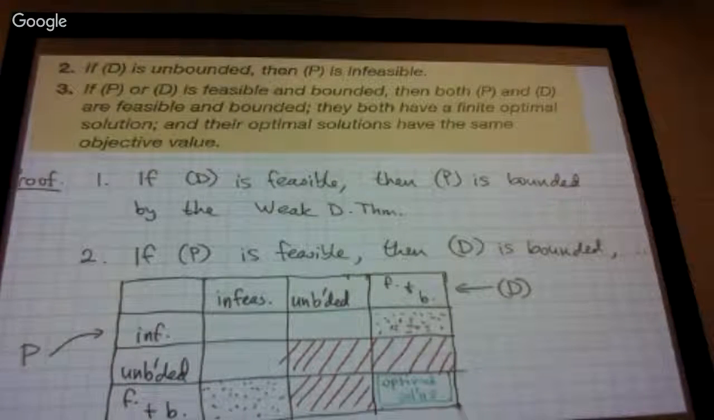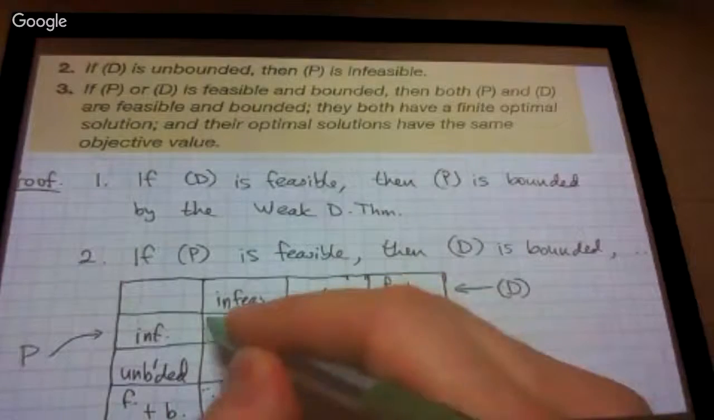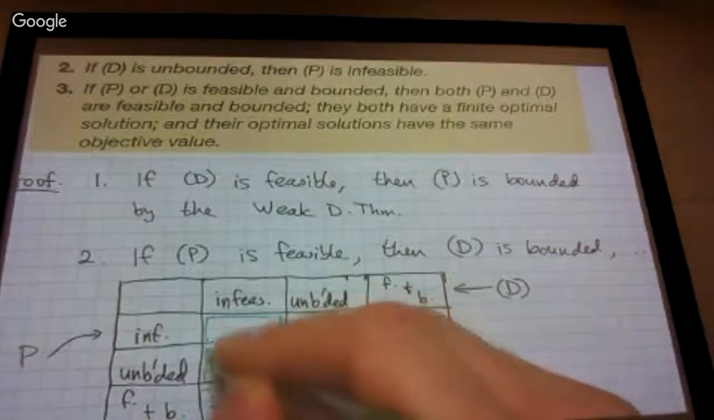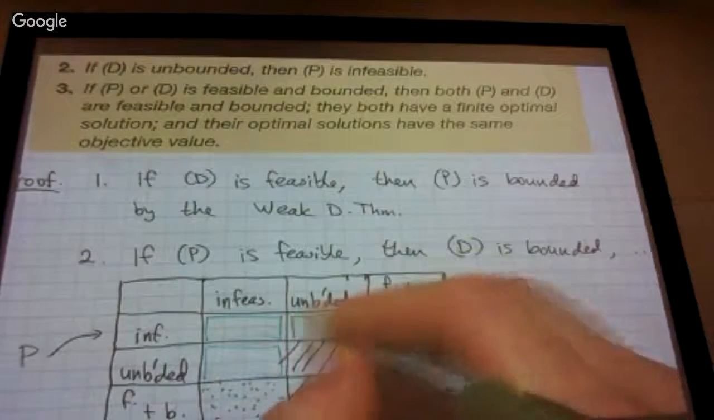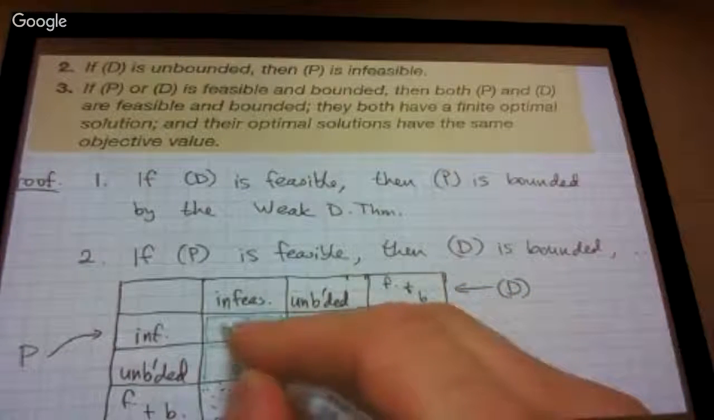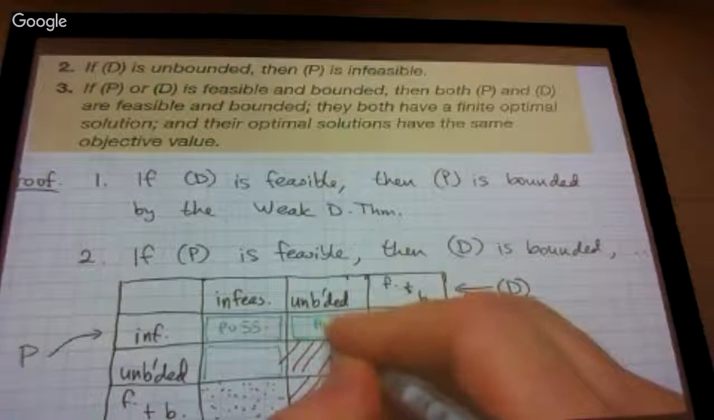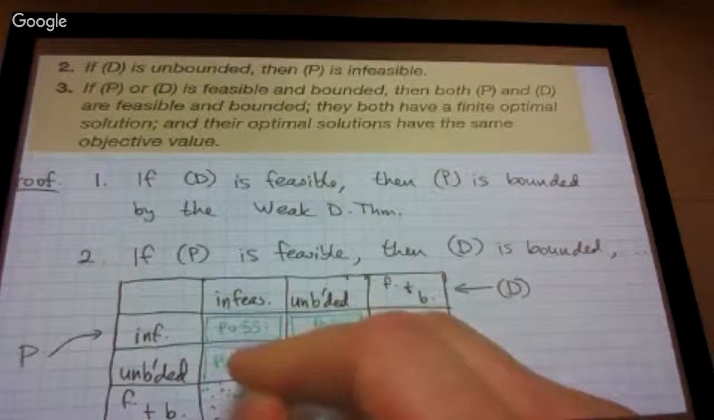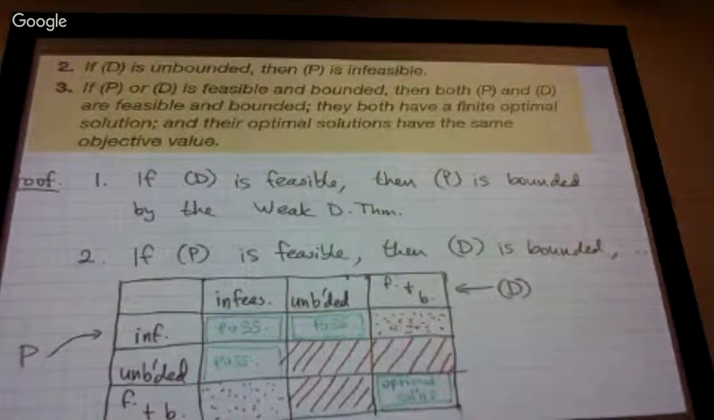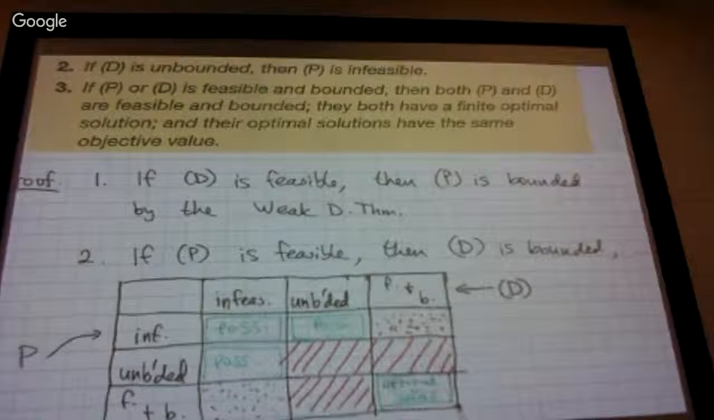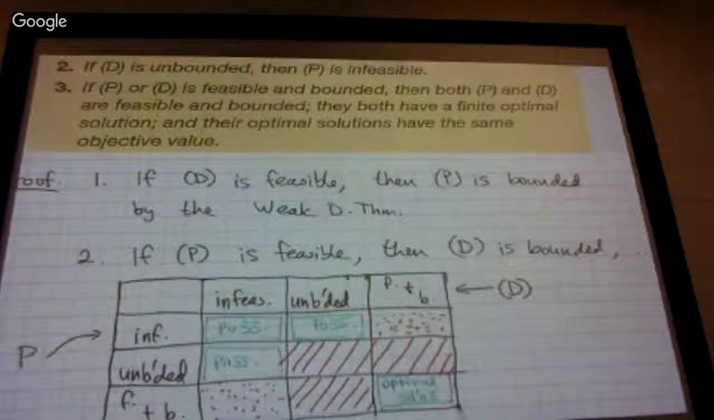Yes. So it's possible that both are infeasible, and it's possible that one of them is infeasible and the other unbounded. All these things are possible. But in none of these cases are there any optimal solutions. So if P is infeasible, it doesn't have an optimal solution. If P is unbounded, it doesn't have an optimal solution, and the same thing for the dual.